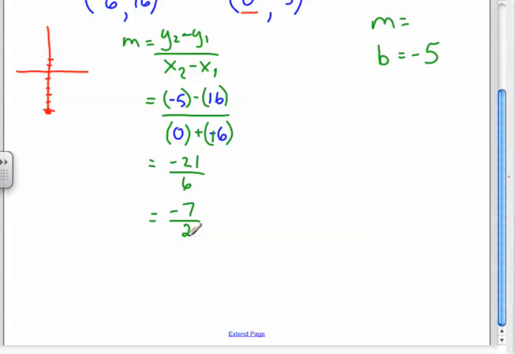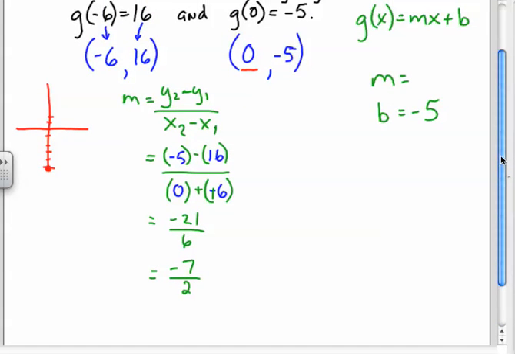And I want you to leave it like that. You don't need to change it to a decimal like negative 3.5. You can, but you don't need to. All right, just leave it as that reduced fraction. And I get negative 7 over 2 as the slope. Now I just fill in. g of x is equal to negative 7 over 2, which is my slope, x minus 5. And that's my y-intercept. Okay? All right. Good job, guys.